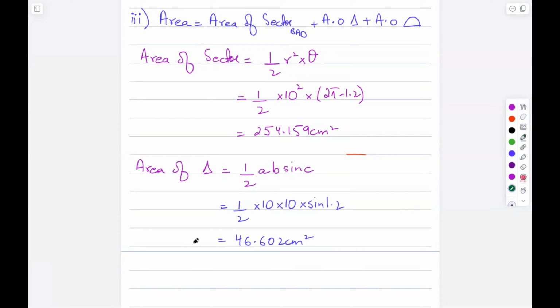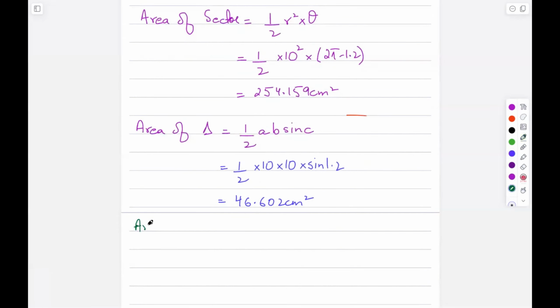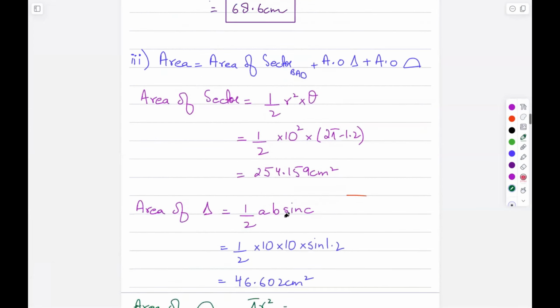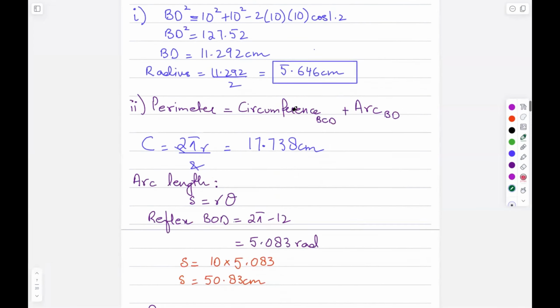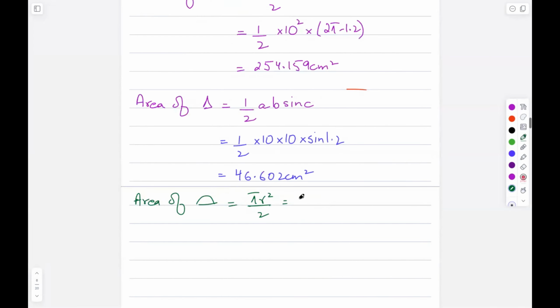And finally, finding the area of the semicircle. The area of the semicircle will be found using the formula pi r squared upon 2. The radius for the semicircle was 5.646, so this will become pi multiplied by 5.646 whole squared divided by 2. Substituting this in the calculator, this will be equal to 50.1 centimeters squared.